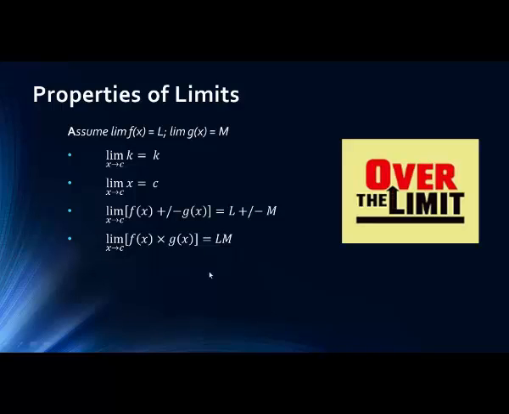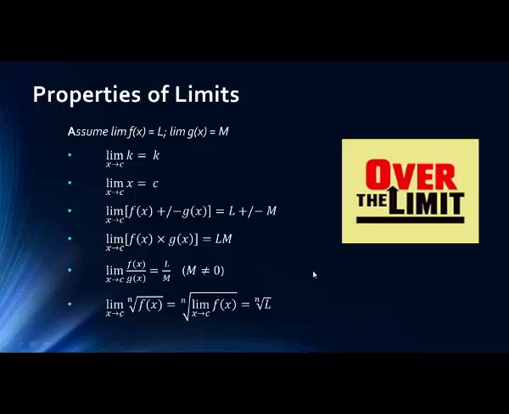That also works if we have a product. If we're taking the limit of a product, we can take the limit of each piece and then multiply them. It works the same with the quotient as long as the denominator is not 0, and that's all that's saying. It also works the same with a radical or an exponential here. If we're taking the limit of the nth root of f of x, this equals the nth root of the limit of f of x.